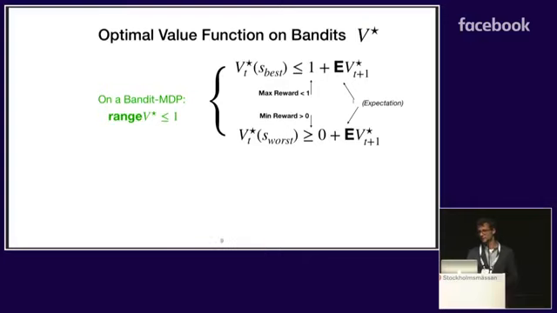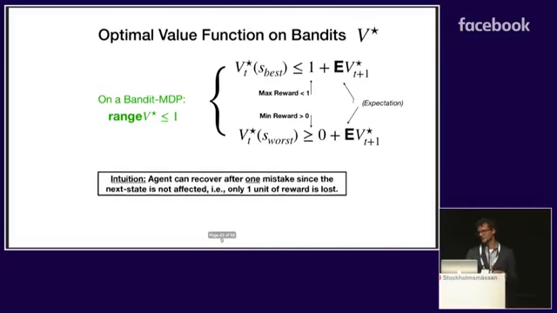Using that, you can show that the range of the optimal value function is really less than 1, and therefore the interpretation is that you can make only mistakes that are non-long-lasting. You can only lose 1 unit of reward for every mistake that you make. It is not over the horizon.